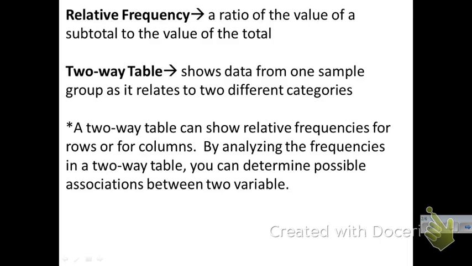And then by analyzing the frequencies in a two-way table, you can determine possible associations between two variables. That should be an S at the end there. Variables. Okay, when we talk about associations, if we take that ratio and we find that it's not greater than 50%, then we say there isn't a strong association between the two variables.